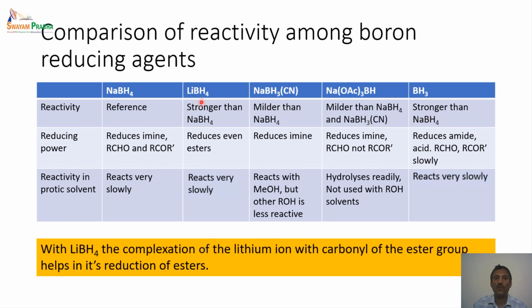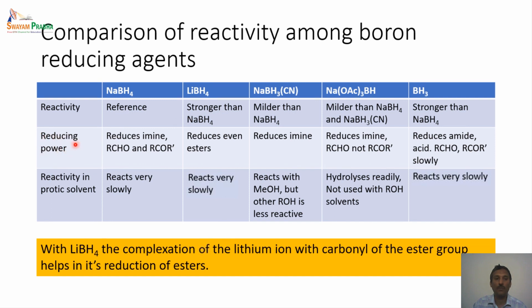So why do we need to have different types of reducing agents? Because these different reducing agents can be used for chemoselective reduction of carbonyl groups. Say, for example, we have a ketone, an aldehyde and an ester in a compound, and we want to selectively reduce the aldehyde only. Then we can choose the right reducing agent to selectively reduce the aldehyde alone.